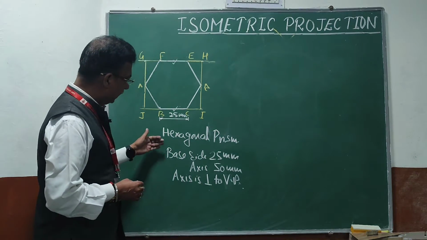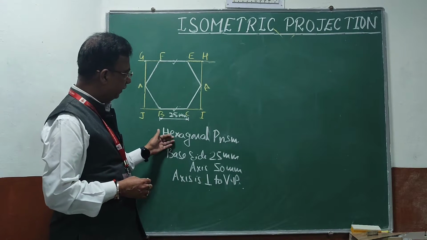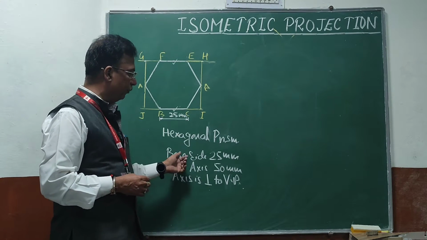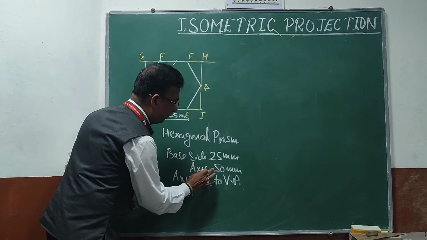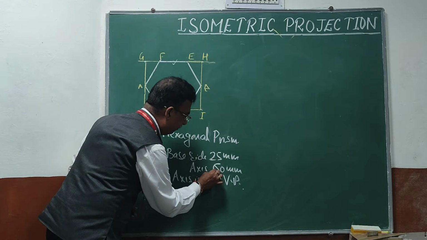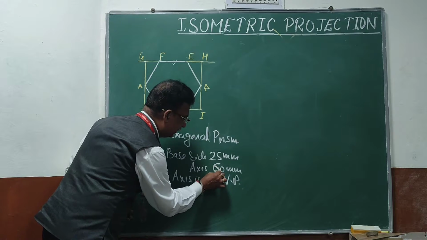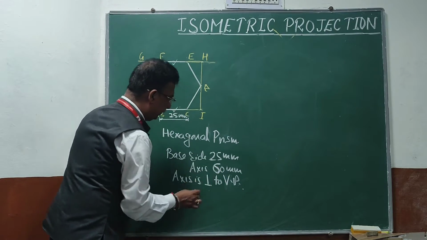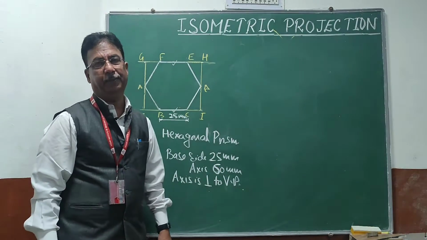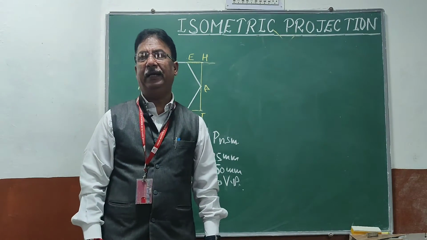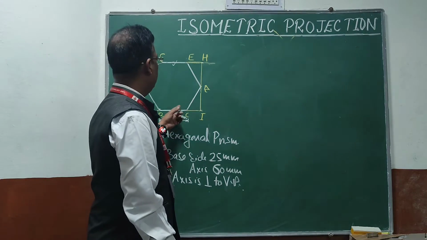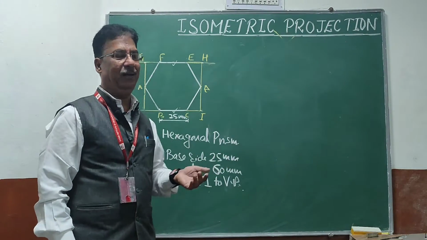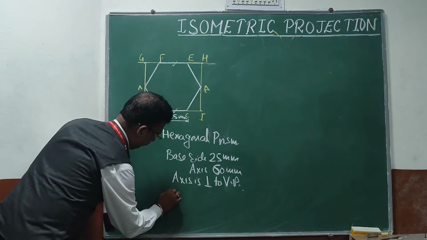This time I am taking the reverse problem. This time I am taking a hexagonal prism with base side 25 mm, axis again 50 mm. Now this time I will make this 60 mm. So I am taking axis 60 mm, and this time the axis will be perpendicular to the VP. And if I want to express further, I will say that the two rectangular faces are parallel to HP.